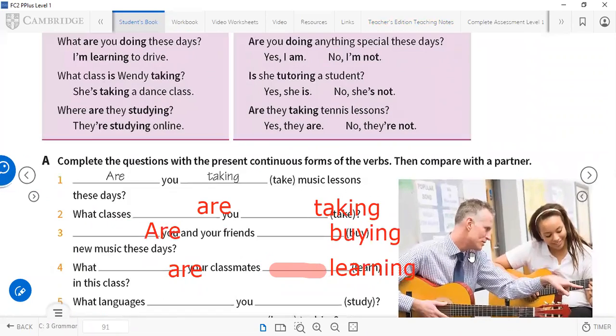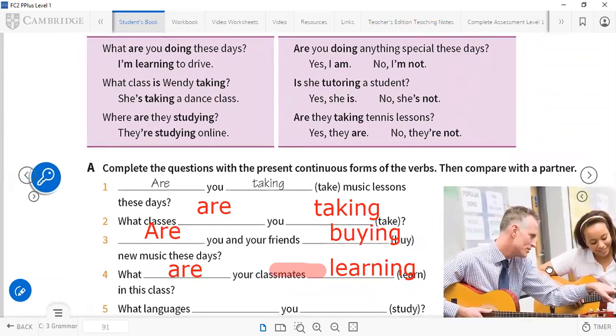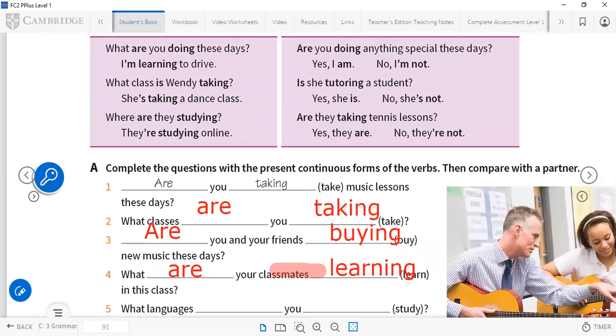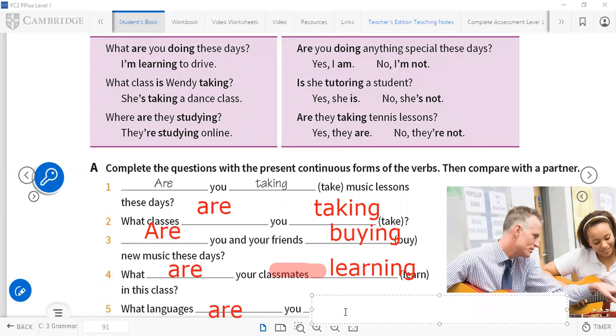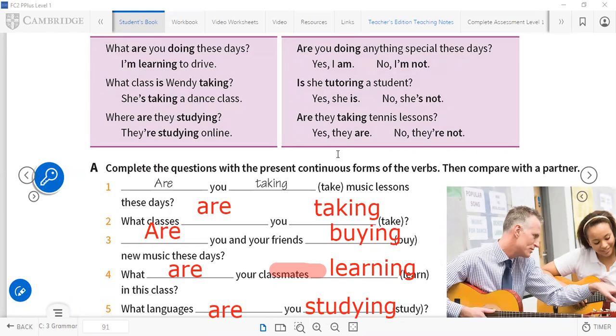Another one we have here. Okay, number 5: what languages do you study? And what is the answer key? What languages, yes, of course, so we have to add "are you studying?" Okay, very good. So with this information we can advance, ¿no? Con esta información podemos seguir avanzando.